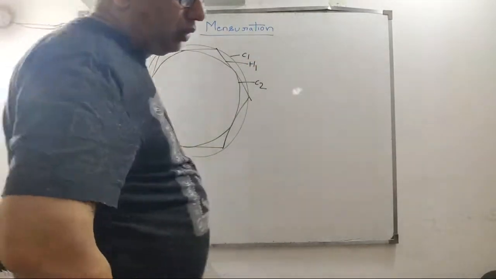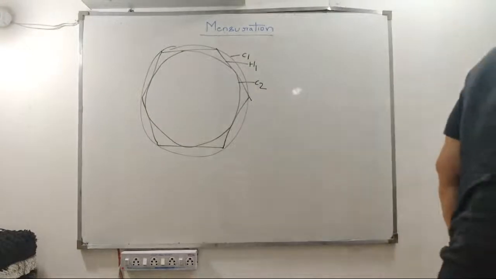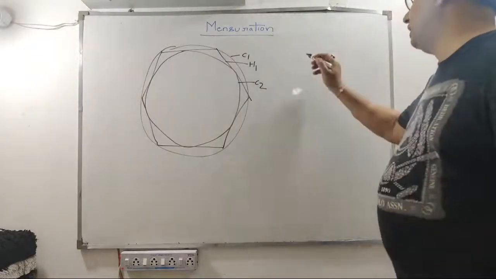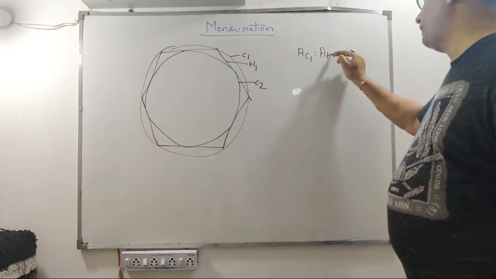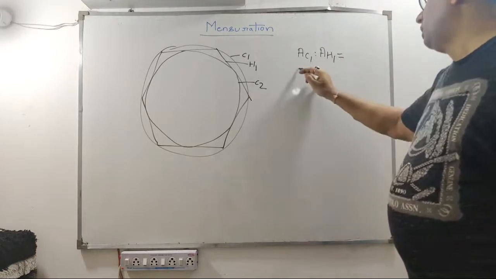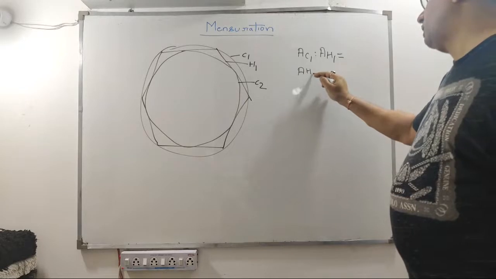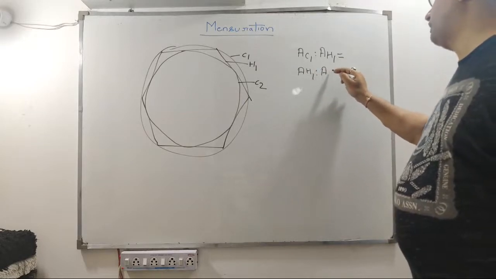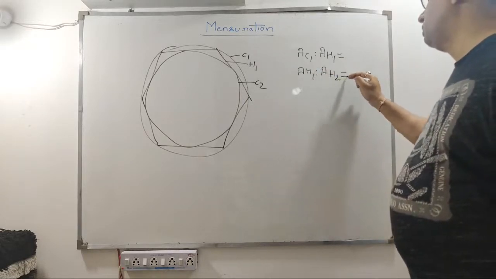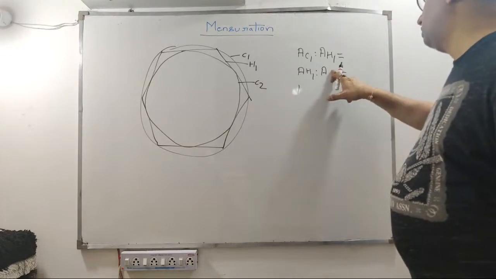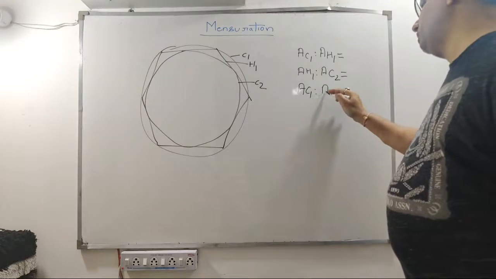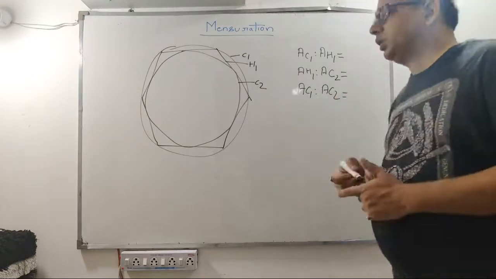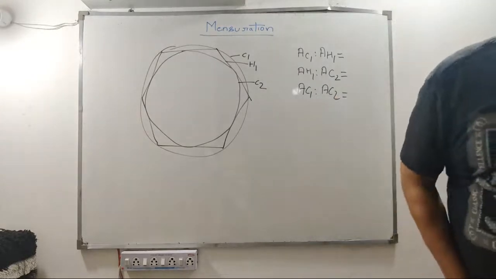So, what you need to find out over here is ratio of area of circle 1 is to area of hexagon 1. Ratio of area of hexagon 1 is to area of hexagon 2. Area of circle 1 is to area of circle 2. Start solving these.